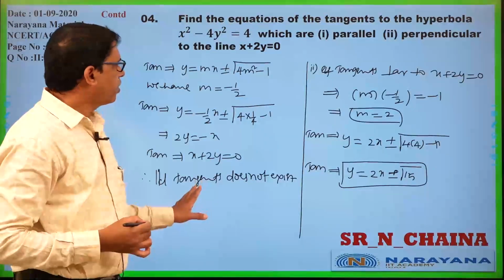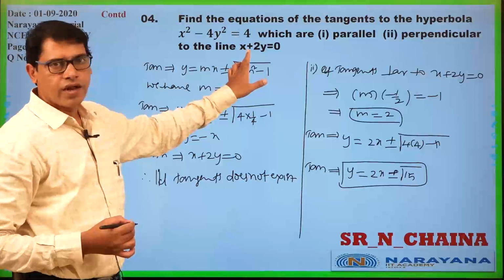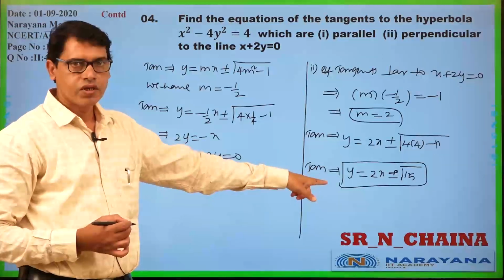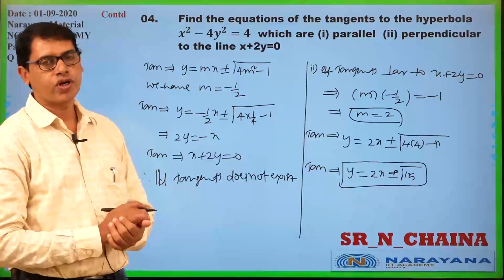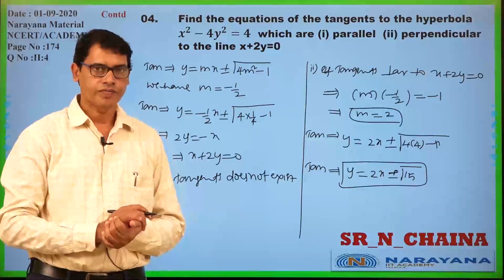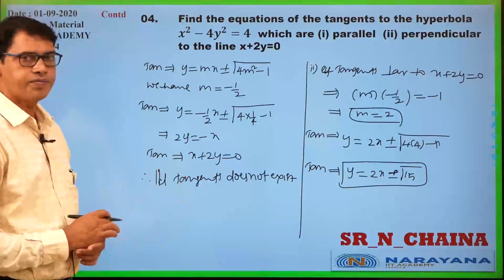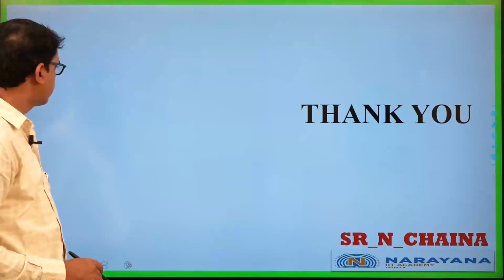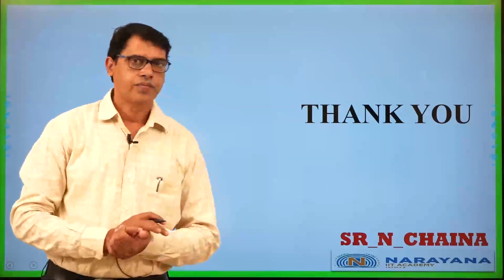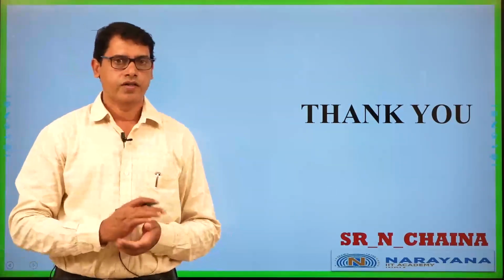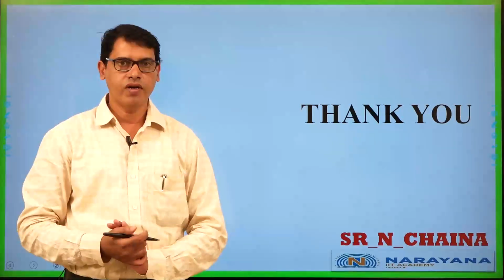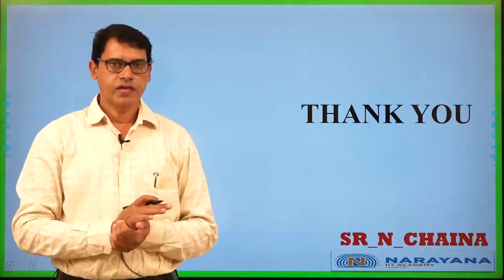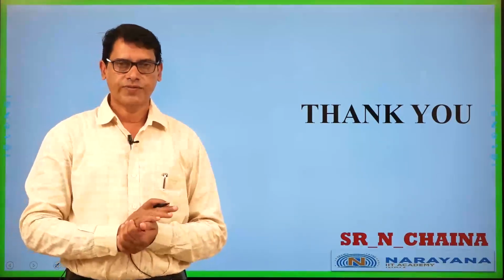So parallel to this line, tangents do not exist. Perpendicular to this line, the equations of tangents are y is equal to 2x plus minus root under 15. Very simple one. Let us go to the next one. These are the questions based on tangents and normal. I hope you followed. I repeat once again, you must be thorough with all the concepts and formulae.